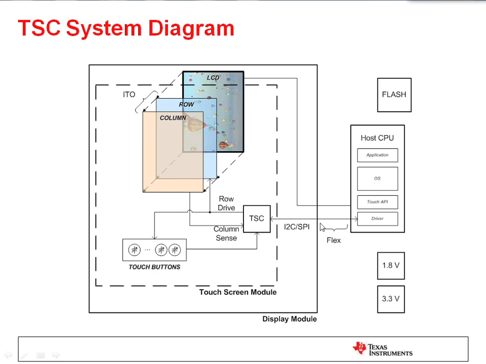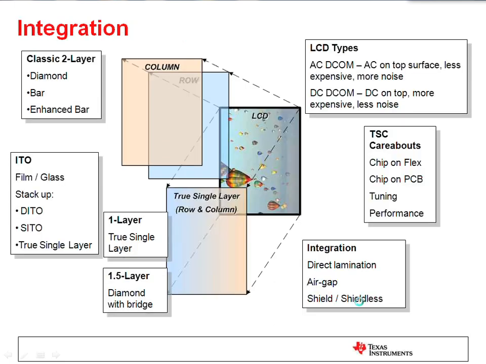This is then connected through a flex board to your host CPU, host processor, which could be a microcontroller or a microprocessor. If it's a microprocessor or DSP, it'll have some sort of flash on the outside. It'll be running at 1.8 or 3.3 volts. So in terms of integration, you have your ITO stack up on your LCD, or you have your true single layer stack up on top of your LCD. It's one or the other.